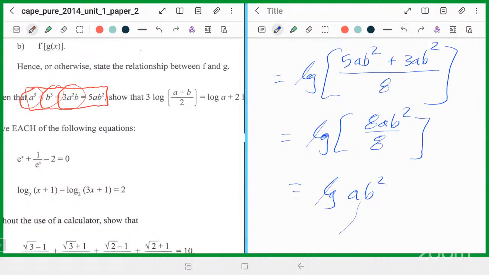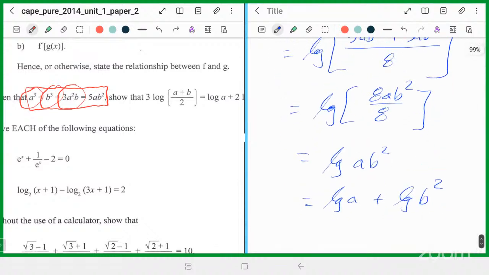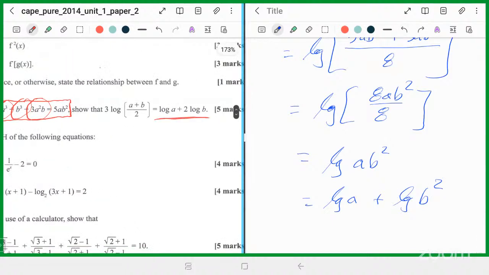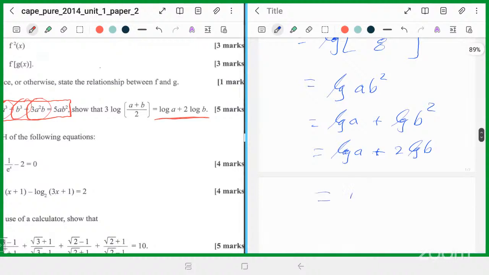Then this is really now the log of a product. You want to pull it apart now. It becomes a log of a plus the log of b squared. And then now this 2 can come to the front by that law of log. Remember now, we're working towards getting this thing. So it becomes the log of a plus 2 times the log of b, which then is the right hand side. Therefore, shown.